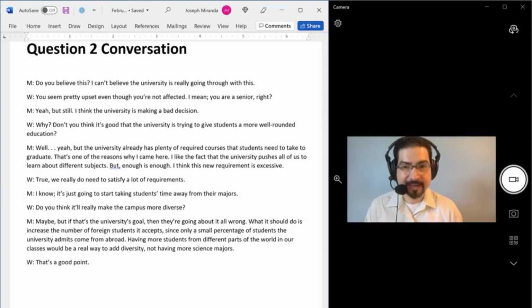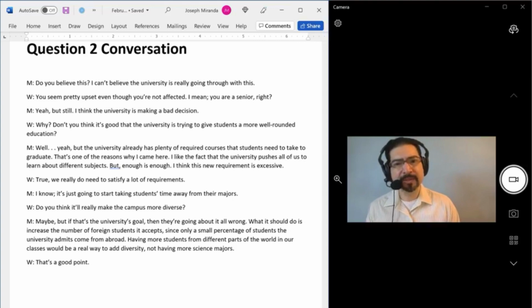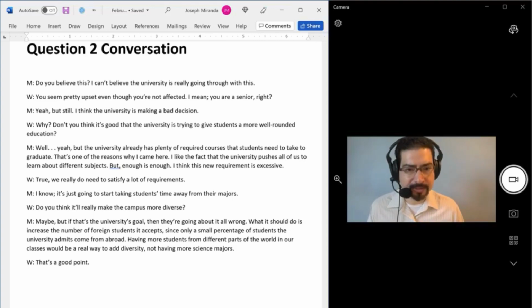The man: Do you believe this? I can't believe the university is really going through with this. The woman: You seem pretty upset even though you're not affected. I mean, you are a senior, right? The man: Yeah, but still, I think the university is making a bad decision. The woman: Why? Don't you think it's good that the university is trying to give students a more well-rounded education? The man: Well, yeah, but the university already has plenty of required courses that students need to take to graduate. That's one of the reasons why I came here. I like the fact that the university pushes all of us to learn about different subjects. But enough is enough. I think this new requirement is excessive.